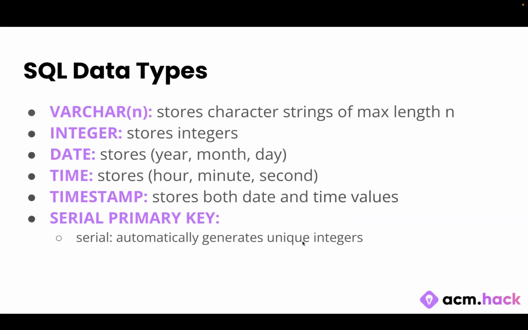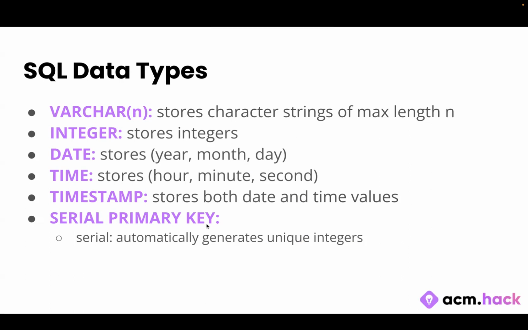So basically there are different data types, and if you've taken CS31 or any programming class, some of these probably look familiar. The varchar, I think that's how you say it, data type basically stores character strings of max length n. Integer stores integers, date stores the date, time stores the time, and timestamp stores both the date and the time. And one that's not as self-explanatory probably is serial primary key.